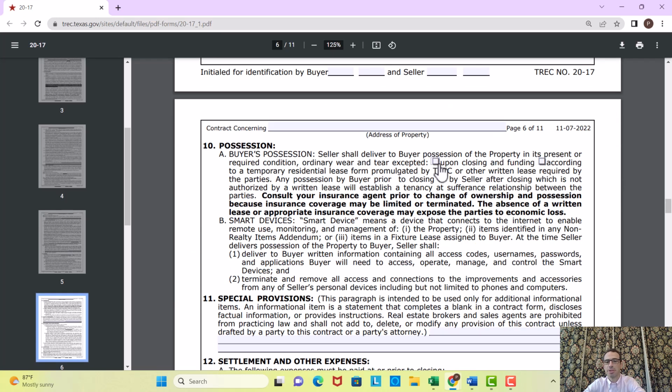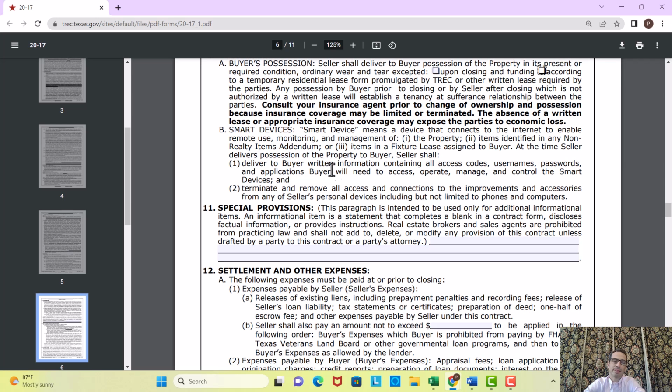Possession, you usually see upon closing and funding, but there may be some sellers out there that want to stay in the property after close and find a house, and the market may dictate that buyers would allow that or be amenable to that. So then you could put according to a temporary residential lease, which would allow the seller to stay there after closing. And there's an addendum for that in some of TREC's other documents.